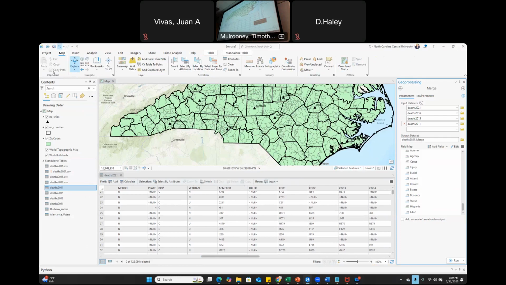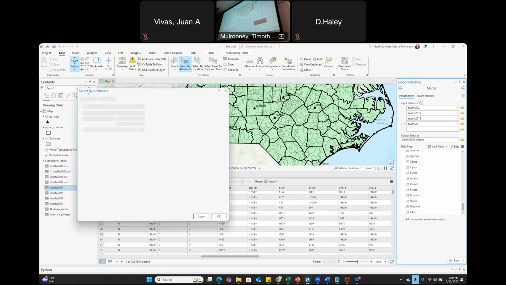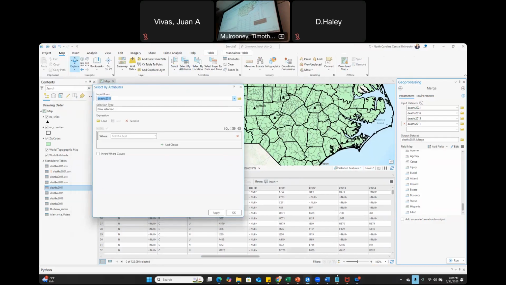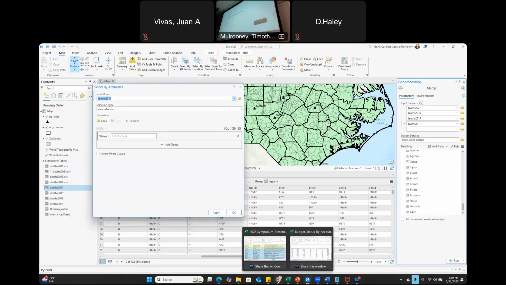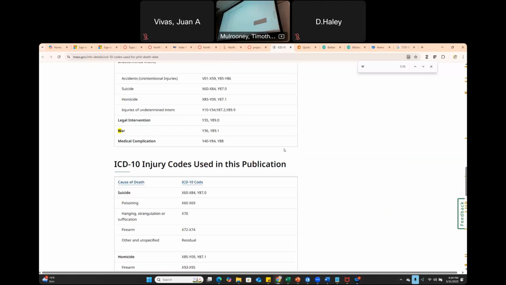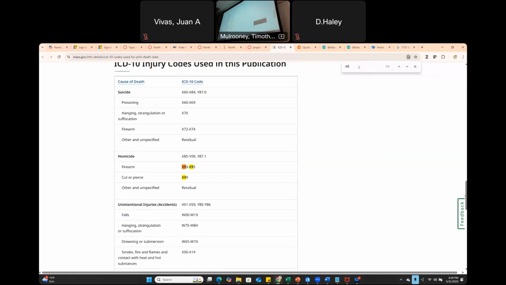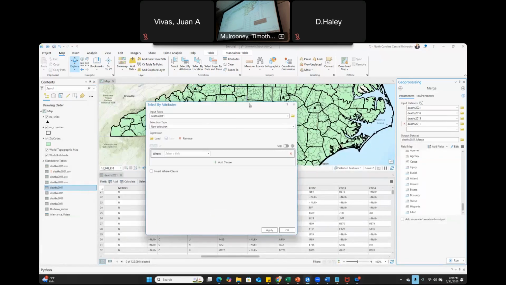Okay, so remember, we're going to go to map, select by attributes. Okay, select by attributes. And just for the heck of it, let me just see, X9. Okay, so I want to look for X90 because I was going to just look for anything that was X9, but I see cutting or piercing, which I assume is stabbing. So I don't want to say we don't want them, but we're just looking for firearms.